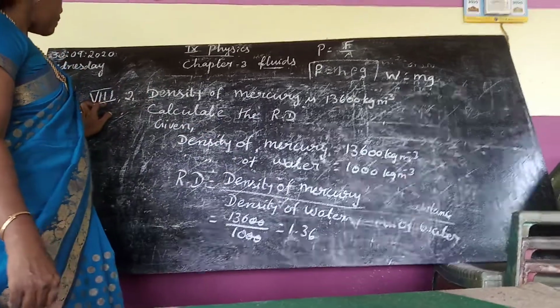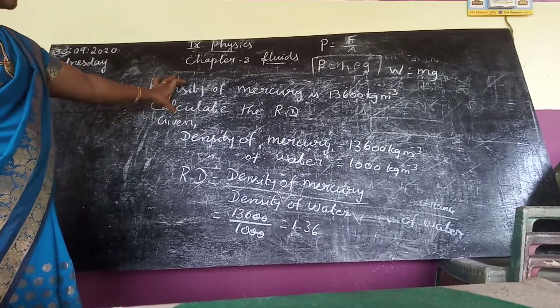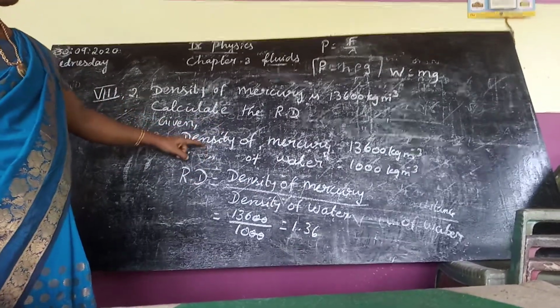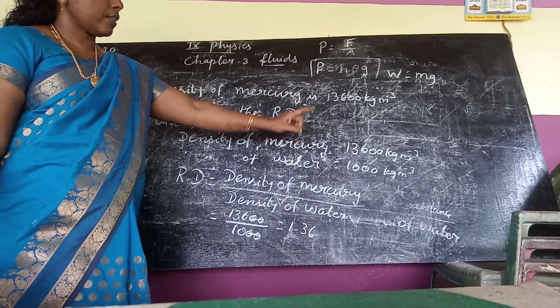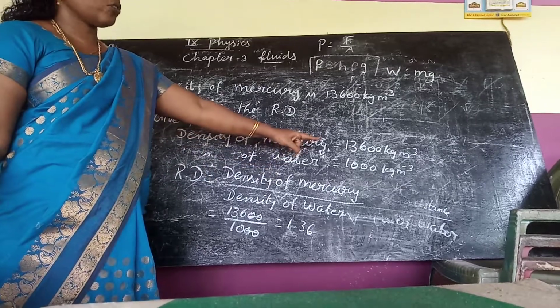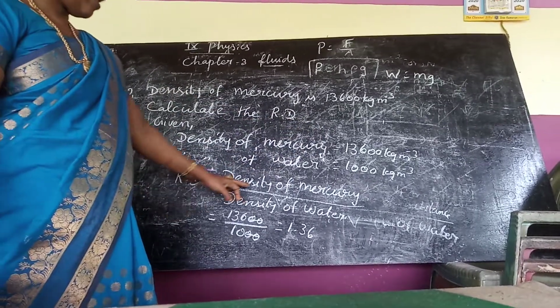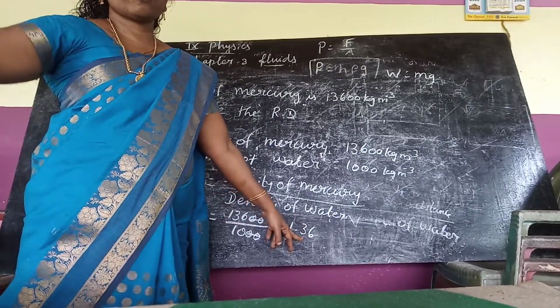This question is from Roll letter 8, question number 2. So this is the question, this is the answer. Just notice this answer. Density of mercury equal to 13,600 kilogram meter power minus 3. The density of water equal to 1000 kilogram meter power minus 3. The relative density formula you have to write. Then substitute the value and write the answer.